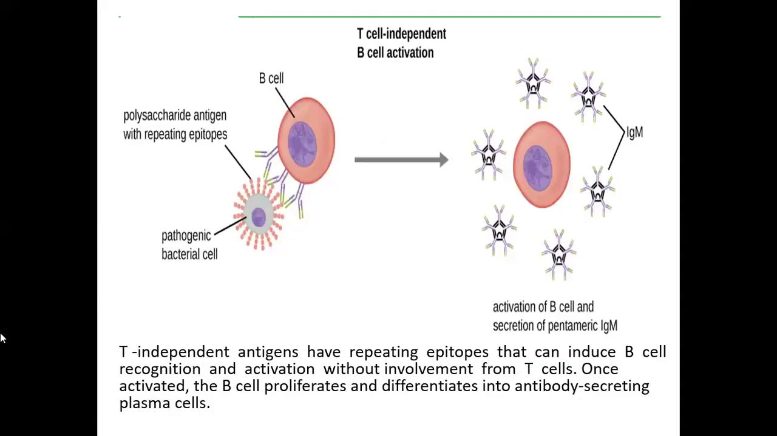So T independent B cell activation occurs without T helper. So T helpers don't take part in this process. It is just activation of B cell by interaction with the T independent antigen. And the B cell after this activation starts to proliferate into plasma cells, and plasma cells start to produce immunoglobulins M. But this process undergoes without production of B memory cells, so without memory.